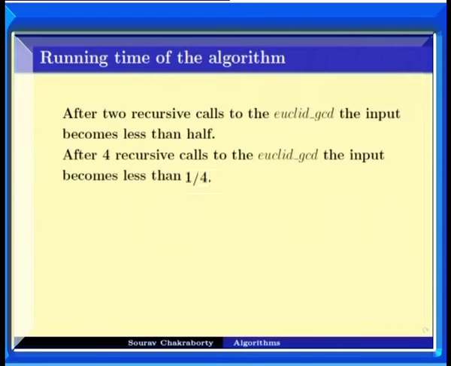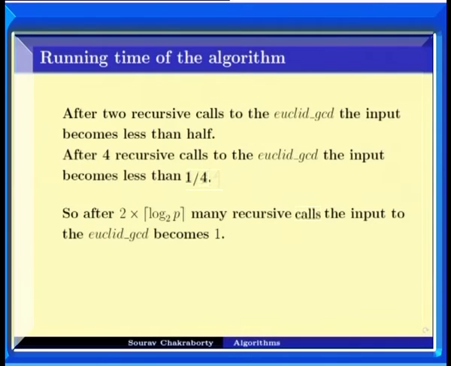So what happens after 4 recursive calls? After 2 more recursive calls, the input, which was already halved, would have been halved even more. Or in other words, after 4 recursive calls, the input would have gone down to half times half, which is 1/4, right? And now if I keep on doing it, after 2 recursive calls it becomes half, after 4 recursive calls it becomes 1/4, after 6 recursive calls it will be 1/4 times half, which will be 1/8.